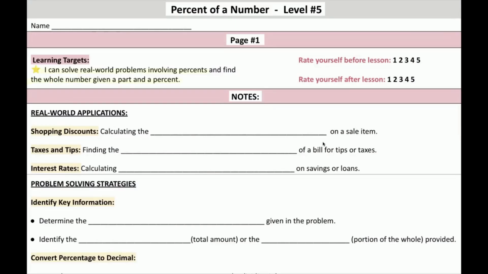Before we get started with some notes, rate yourself 1 through 5 before the lesson on our learning target. 1 is the least confident, 5 is the most confident. At the end of today's lesson, after we've gotten some more practice, we'll rate ourselves again. Let's take a look at our notes.